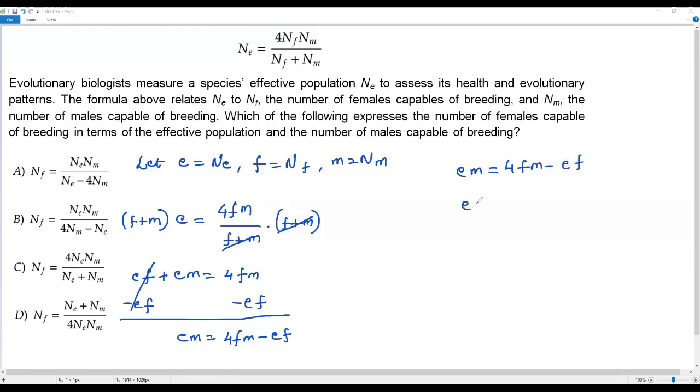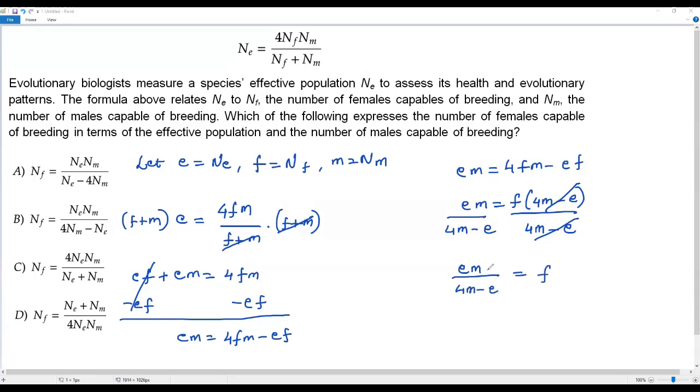Okay, so my aim is to solve for F. Here, these two terms have the greatest common factor F, so we can factor F out. If I factor F out, then I have 4M minus E inside the parentheses. Since my aim is to solve for F, I have to get rid of this 4M minus E, which is multiplied by F. So let me divide both sides by 4M minus E. This 4M minus E will cancel. Finally, I'm getting EM over 4M minus E equals F. Okay, I've solved for F.